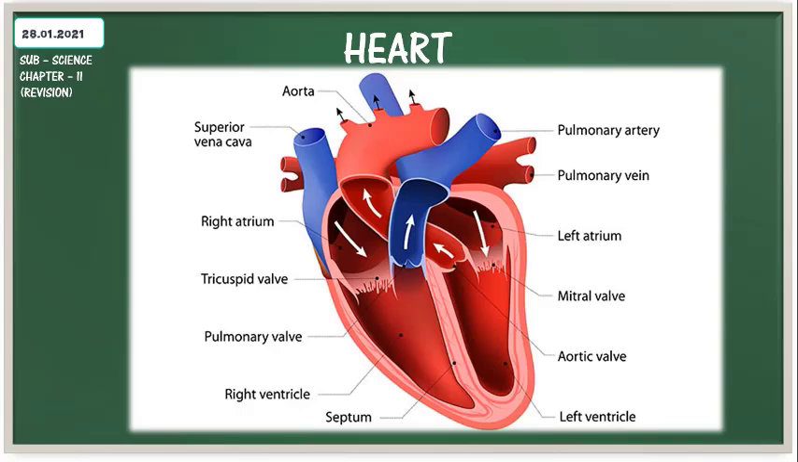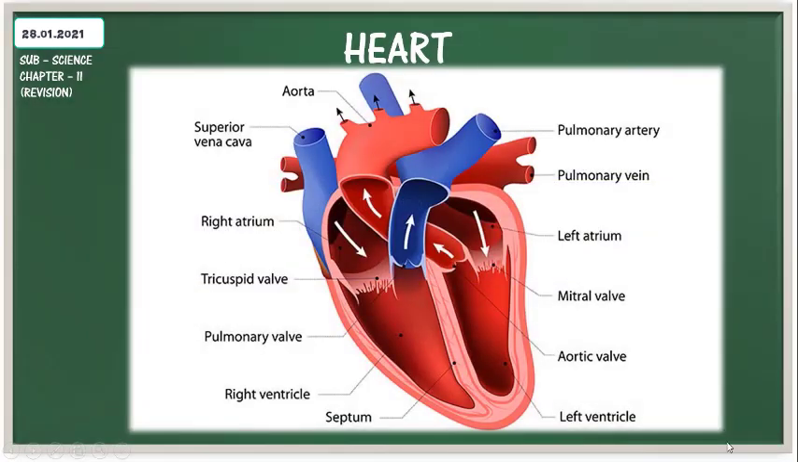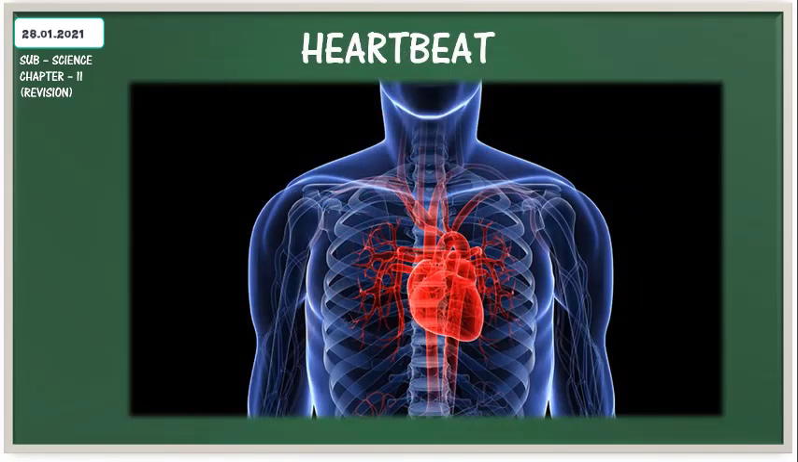These are muscular flaps that allow the blood to flow in only one direction. The right side of the heart carries deoxygenated blood, while the left side of the heart carries oxygenated blood. The right side of the heart is separated from the left side by a partition called the septum. This prevents mixing of oxygenated and deoxygenated blood inside the heart. If the oxygenated and deoxygenated blood mix with each other, the body cells will not be able to get enough oxygen for respiration, due to which less energy will be released in the body.